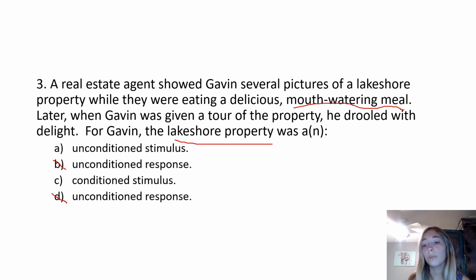A mouth-watering meal naturally is going to make someone drool. A lakeshore property is usually not going to make someone drool, so that means it is conditioned. They had to learn to drool at the lakeshore property, so that means it's going to be a conditioned stimulus. The correct answer is C.